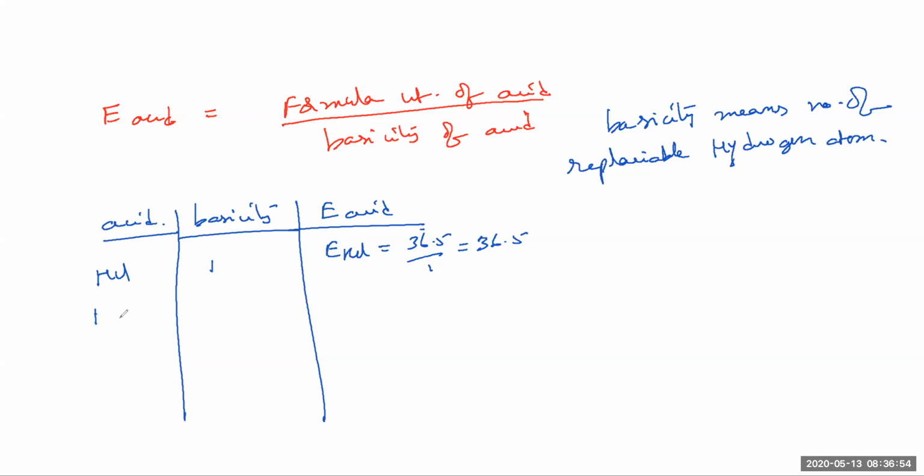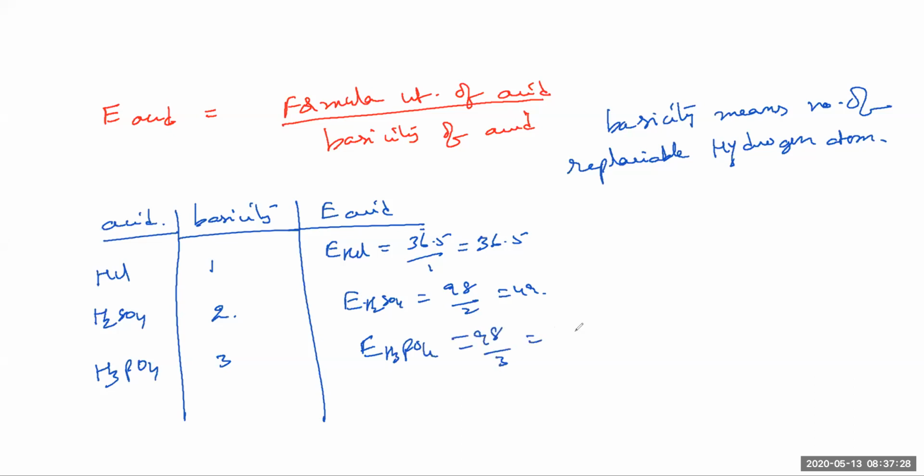Next, H2SO4, sulfuric acid. How many replaceable hydrogens are there? 2. That means equivalent mass of H2SO4 is formula weight 98 by 2, which is 49. Next, equivalent mass of H3PO4, phosphoric acid. 3 replaceable hydrogens are there. Therefore, equivalent mass of H3PO4 is 98 by 3, that is 32.6.